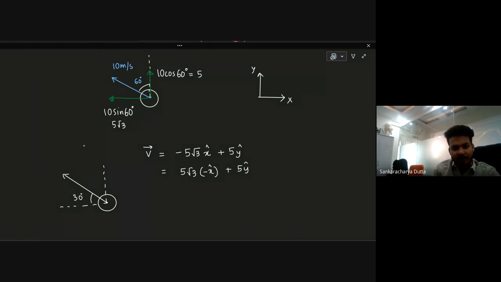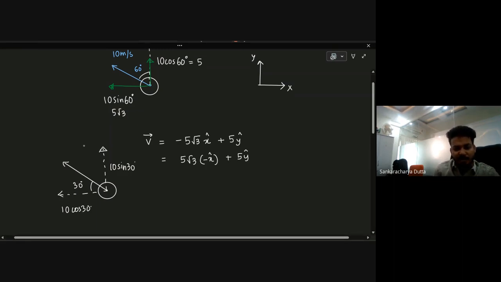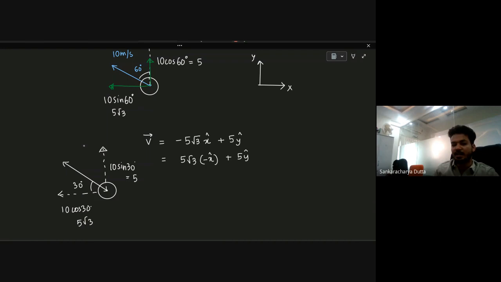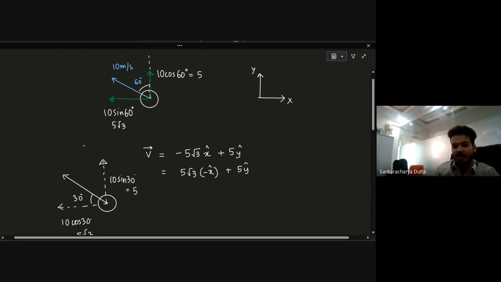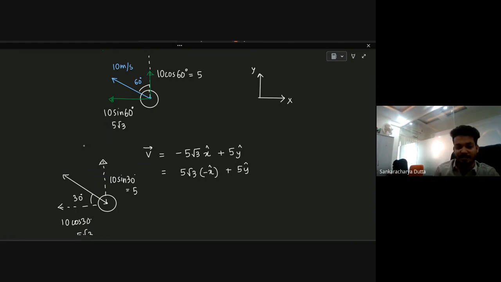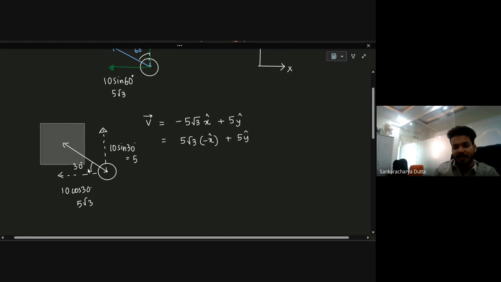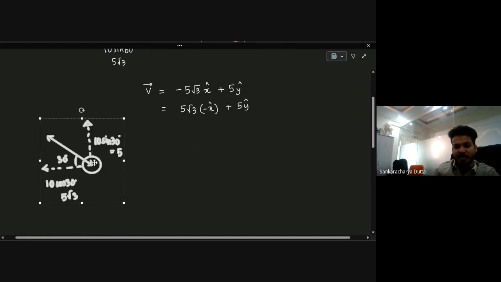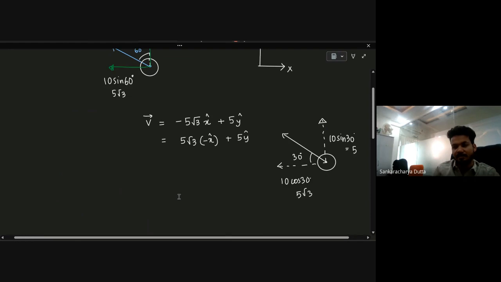So you know that this component is again going to be in these directions only. This would be 10 sine 30, and this will be 10 cos 30. Now if you solve this, you'll get the exact same answer. 10 cos 30 is 5 root 3, 10 sine 30 is 5. So it doesn't really matter which angle you are taking, but I took the angle that was given to me because why add an additional step of finding out this angle. But yes, this can also be done using 30 degrees, and it's going to yield the exact same answer.